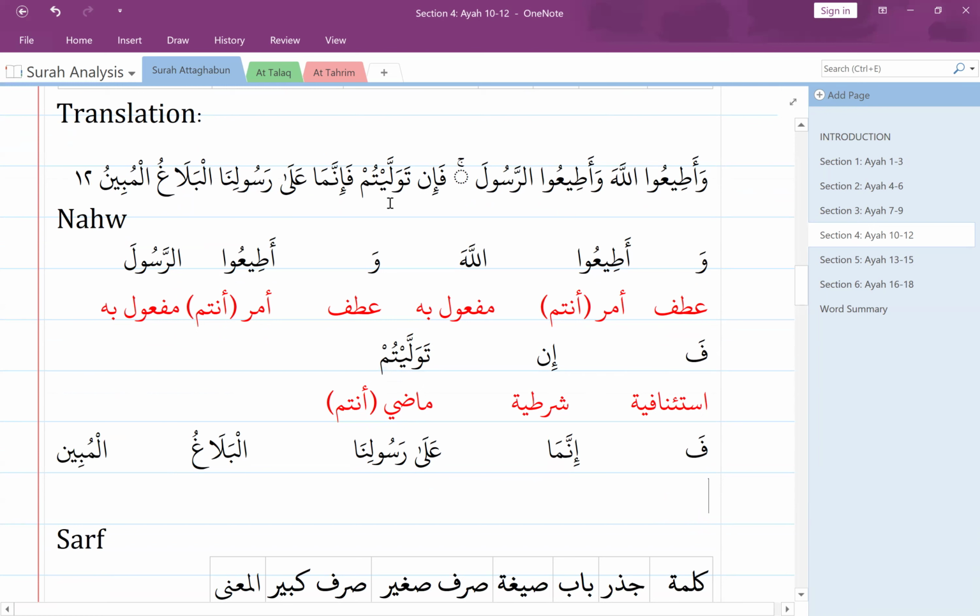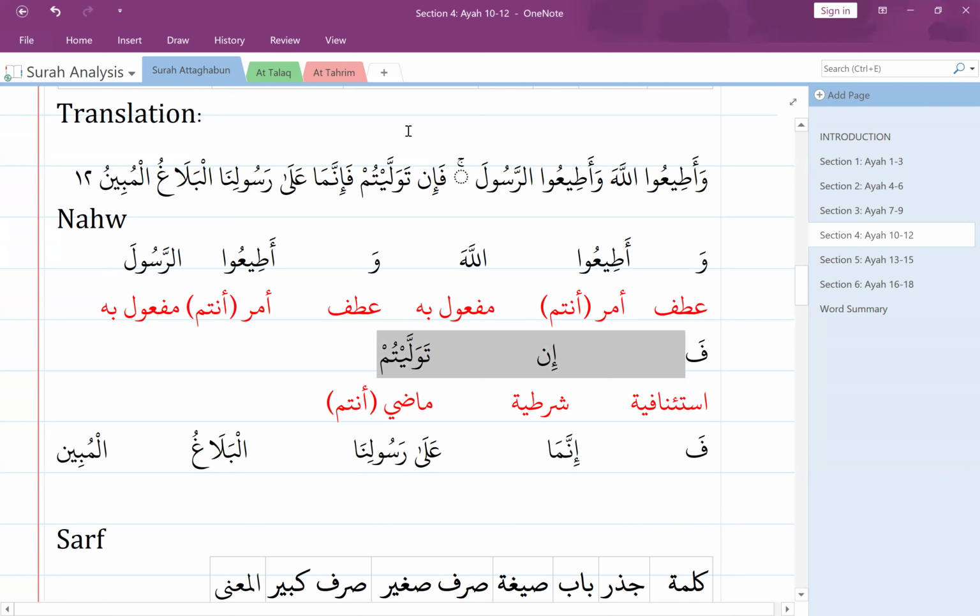Then you have another فاء. فإن توليتم فإنما. Now this is a bit tricky. This should be fa ar-rabita, because it's for the jawabu shart. That's what we expect, because this is shart, so we expect a jawabu shart. But let's try to understand what the sentence is saying. It's saying, فَإِن تَوَلَّيْتُمْ, if you turn away, then what? فَإِنَّمَا عَلَى رَسُولِنَا الْبَلَاغُ, then our messenger, it doesn't seem connected. It feels like it's missing something.